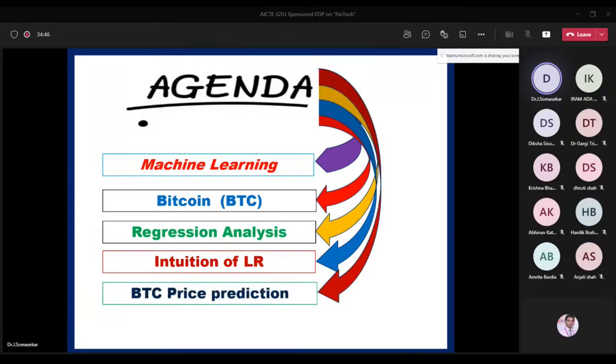And also we will see a case study using a regression model, how the Bitcoin price prediction case study works, with the data set I have shown in the previous slides. By using that data set, we will see how we are going to find the regression model, followed by how we are going to find the prediction.